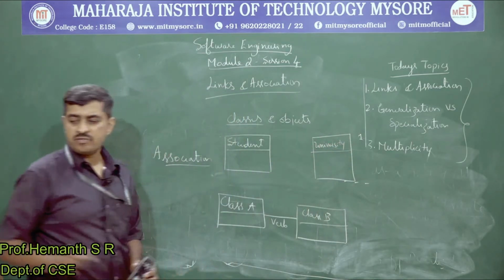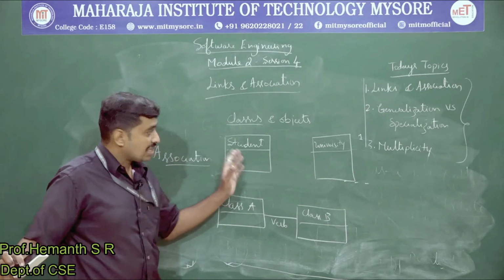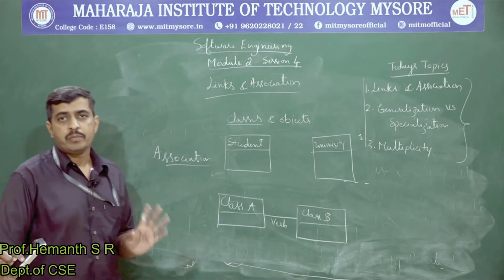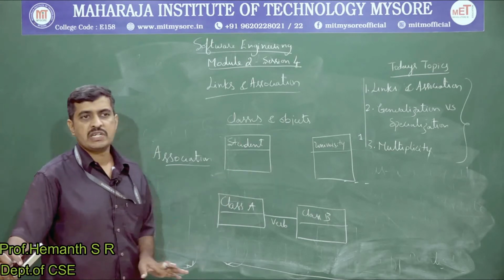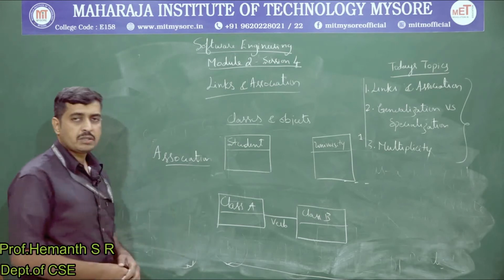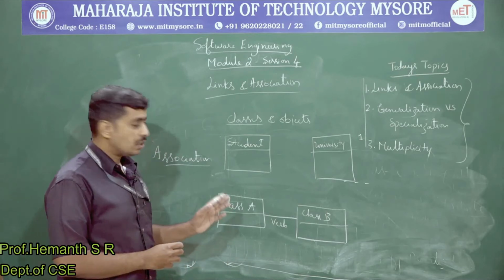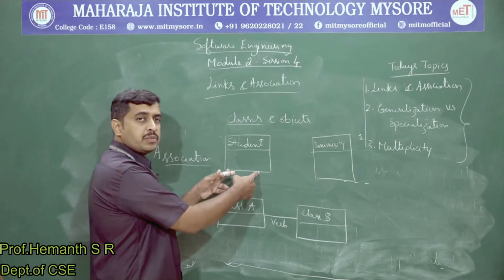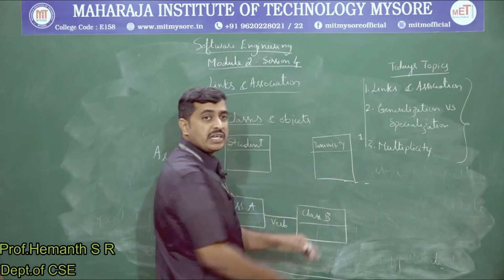So assume we are building a software which is managing colleges and universities. I have handpicked two classes for this specific explanation: the student class and the university class. Now we are trying to understand what is association. Association indicates how one class, for example the student class, is related to or is communicating with the university class.